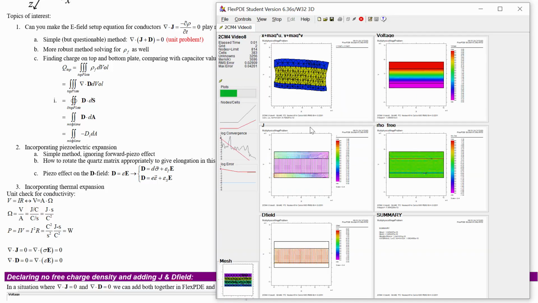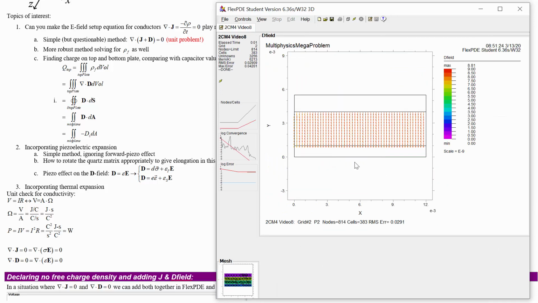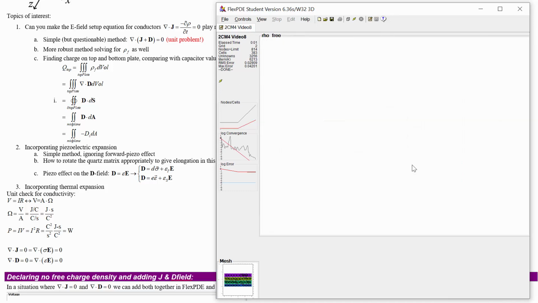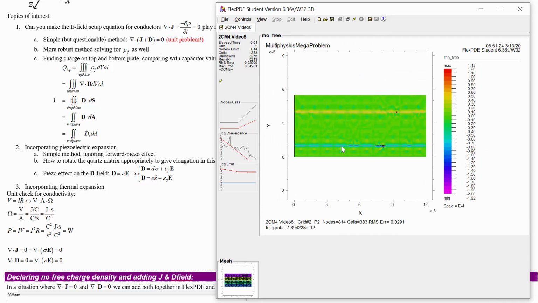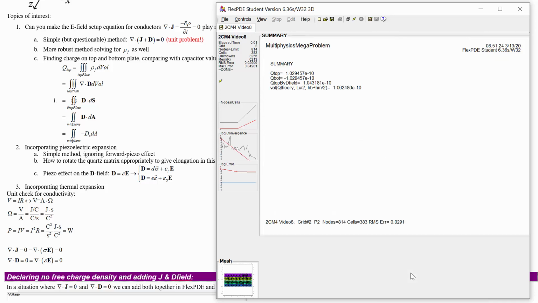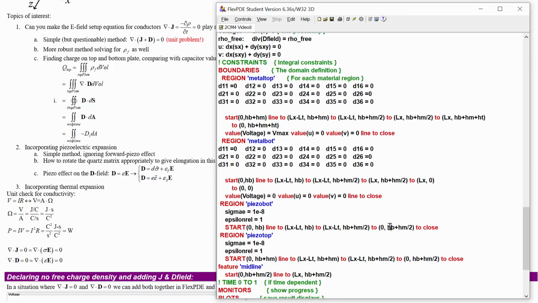Okay, so here we go. Metal top, metal bottom there, and now we again don't have any D field showing up in the metal, so that's good. The charge is very similar. Did it make any difference to what we were calculating without that forward piezoelectric effect? It doesn't seem like it. They both still agree quite well.